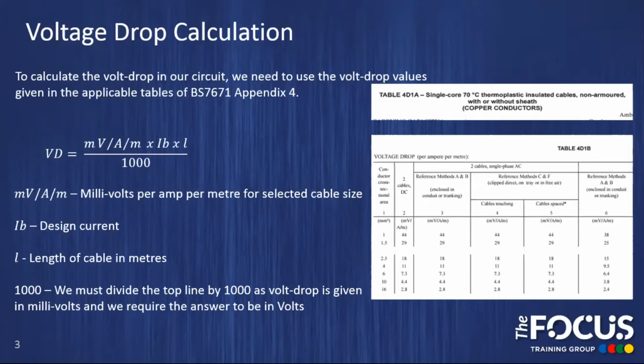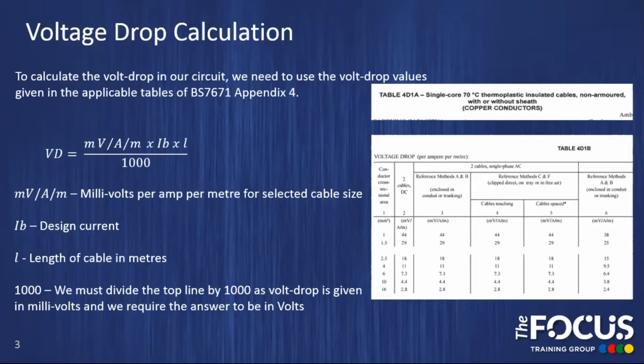Usually underneath these tables, or perhaps overleaf in your regs books, would be the partner table. So in this circumstance it would be table 4D1B, which shows voltage drop per amp per meter for the same type of single core 70 degree thermoplastic insulated cables. We can see we have the conductor sizes in millimeters squared down the left hand column, and then we have separate columns depending on the reference methods and the type of current.